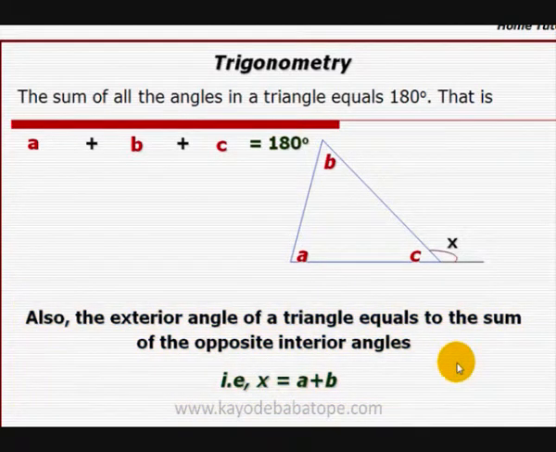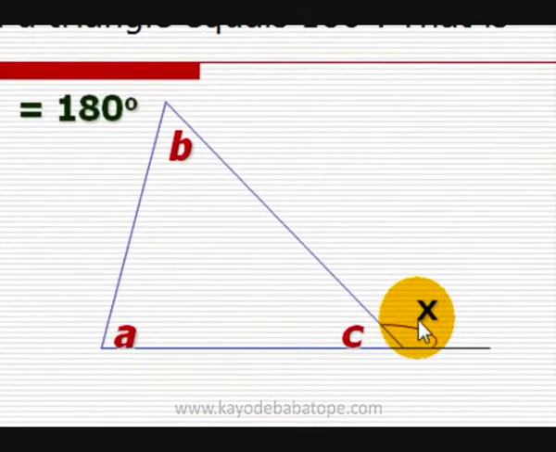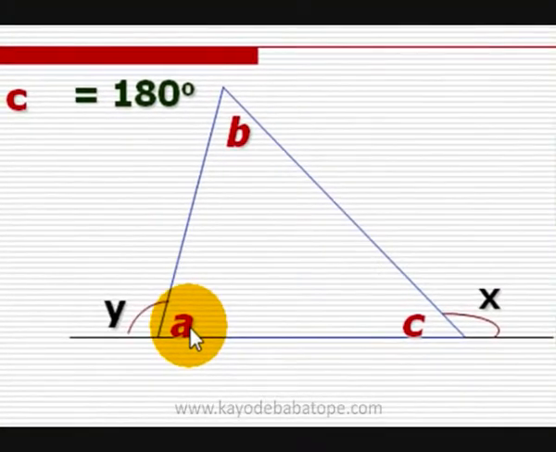To illustrate that, it means angle X equals angle A plus angle B. The exterior angle of this triangle is angle X. It's equal to the sum of the opposite interior angles. X equals A plus B. Also, this exterior angle, angle Y, will be equal to B plus C.